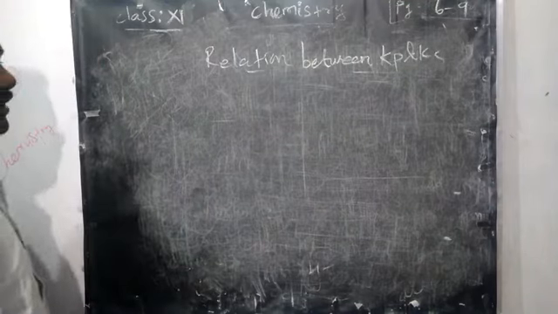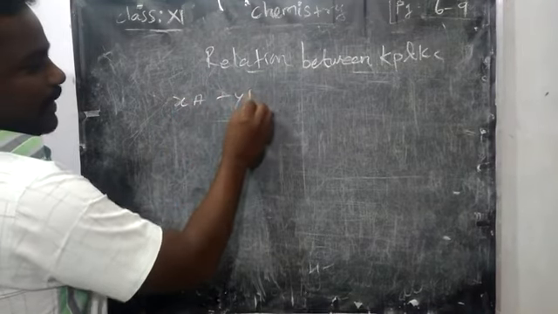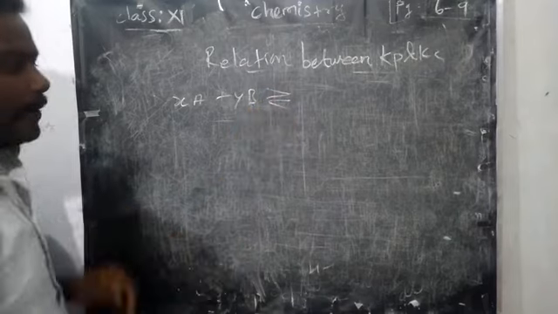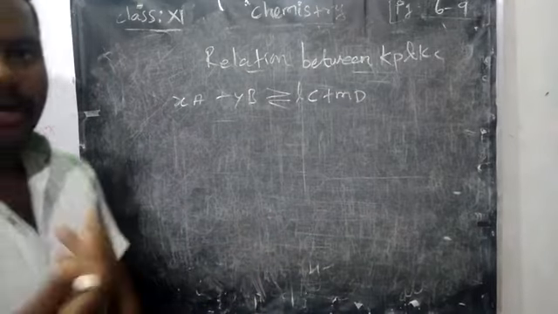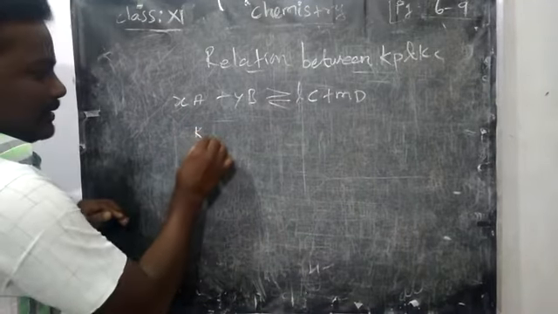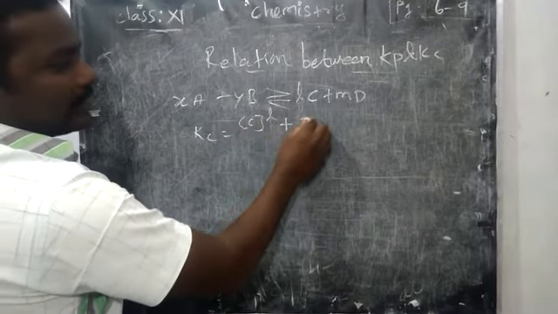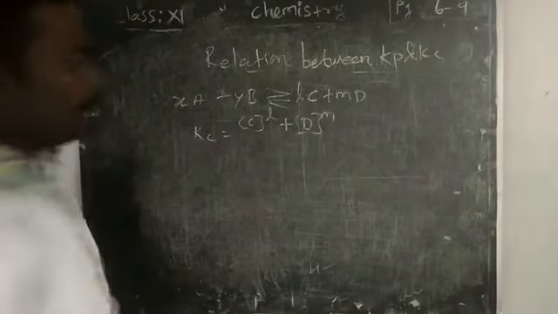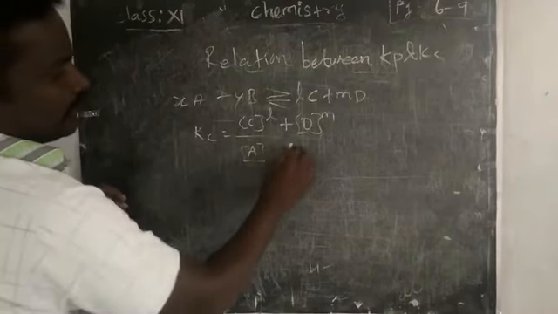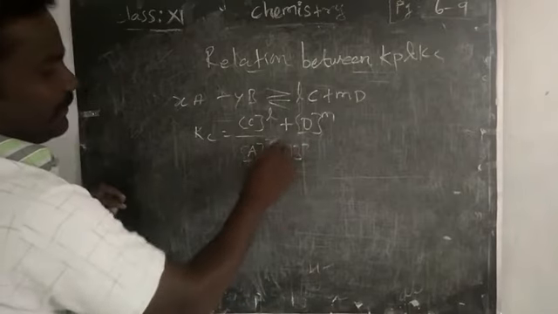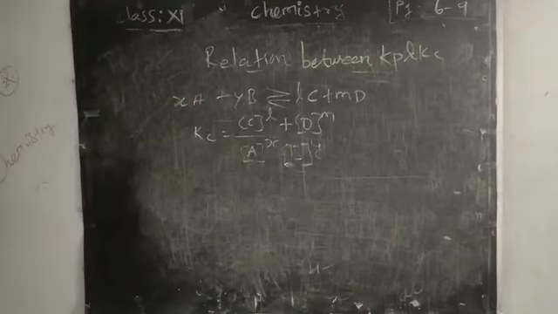So we'll take a general reaction. What is the general reaction? xA plus yB, an equilibrium reaction, giving l amount of C and m amount of D. For this reaction, how will you write the Kc value? Concentration of product C power l, concentration of the other product D power m, divided by the concentration of A and concentration of B with powers x and y. Right? How will you write the Kp value for this reaction?